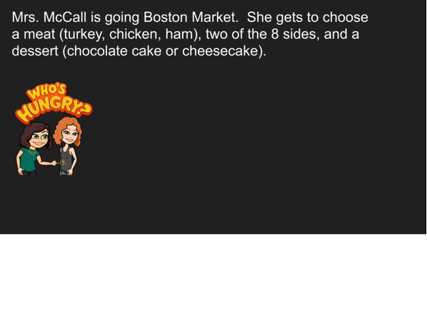All right, here's another one. So Miss McCall is going to Boston Market. She gets to choose a meat, either turkey, chicken, or ham, 2 of the 8 sides, and a dessert, chocolate cake or cheesecake. All right, so let's see here. Again, I could totally make a tree diagram. That sounds awful. So let's see.